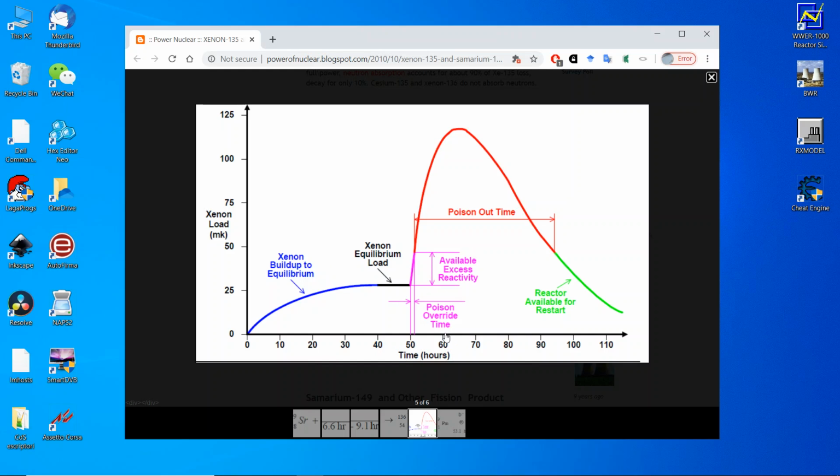But in the case of the RBMK, the Russian design that we are dealing with in this video, you are not supposed to restart the reactor after a xenon poisoning, because it has the famous positive void coefficient. If you withdraw rods more than the value which is considered safe, you risk a critical excursion or a critical runaway, because you cannot control the reaction anymore.